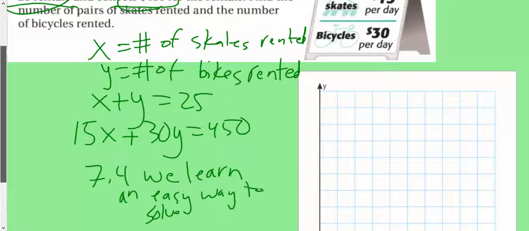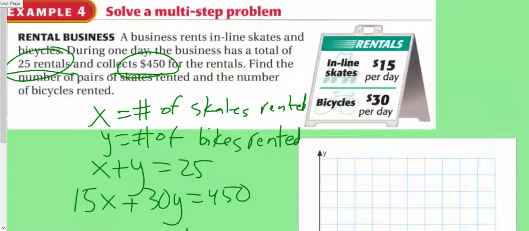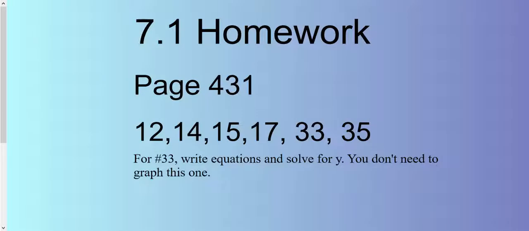There's a word problem in your assignment tonight, number 33. The same thing happens. You're going to write the equations, and when you solve them for y and graph them, it's a disaster. So what I want you to do is just write the equations and practice solving for y. You don't need to graph this one. And that's the assignment. You're going to need some graph paper.